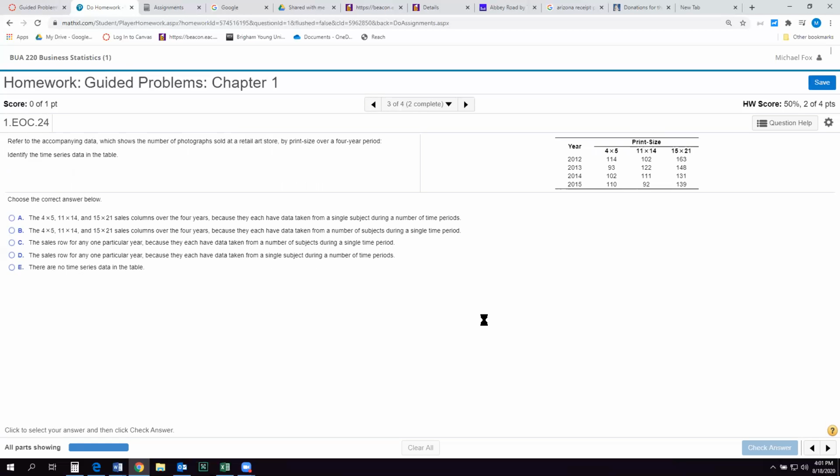All right, refer to the accompanying data, which shows the number of photographs sold at a retail store by print size over a 4-year period. Identify the time series data in the table. So here you can see we have data that changes over time. So as we go across, this is time series data. So let's see, it says the 4x5, 11x14, and 15x21 sales columns over the 4 years because they each have data from a single subject during a number of time periods. Or the numbers there over 4 years because they each have data taken from a number of subjects during a single time period. So we have data taken over each year. So that's going to be A.